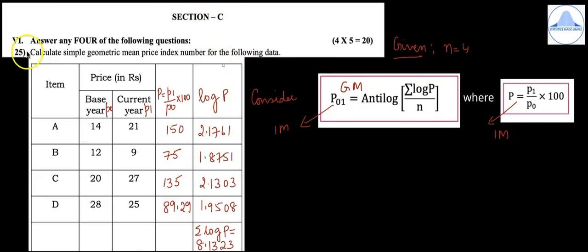Section C, 6th mark, answer any 4 of the following questions. 4 into 5 is equal to 20.